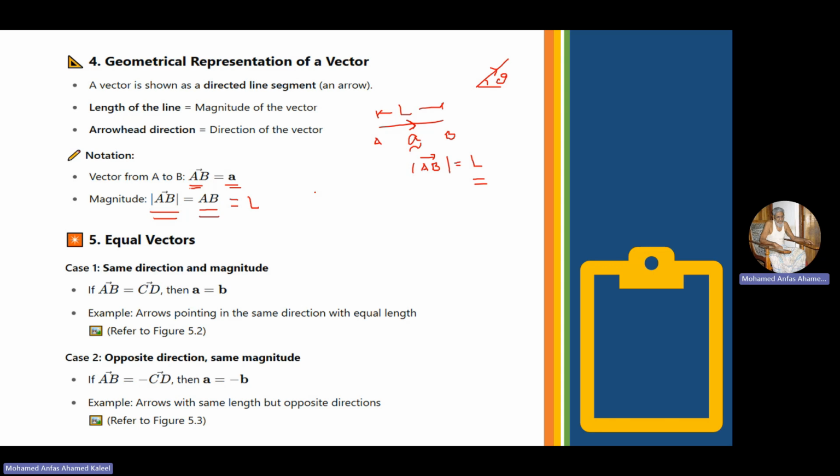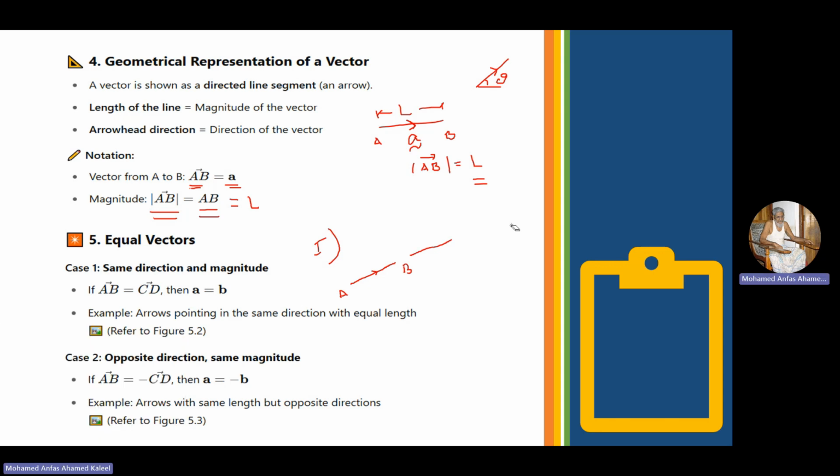Let's see what equal vectors are. There are cases. The first case is line AB and line CD.